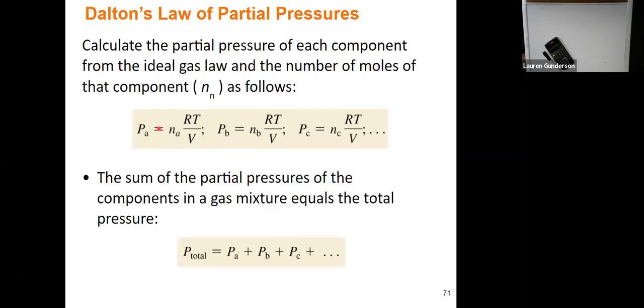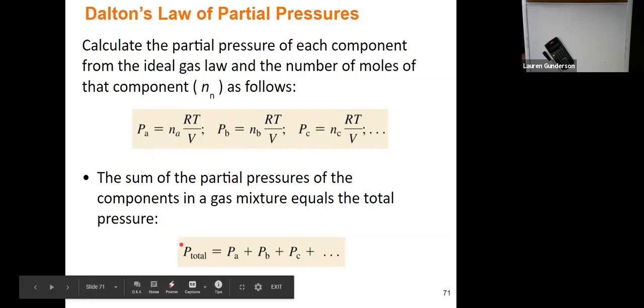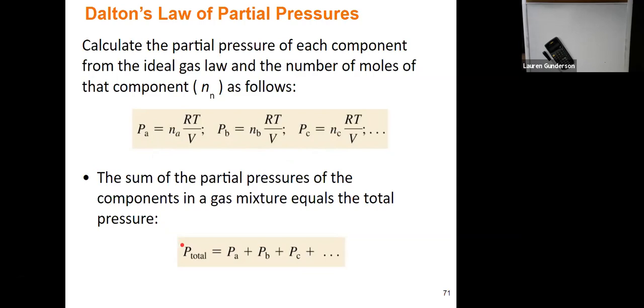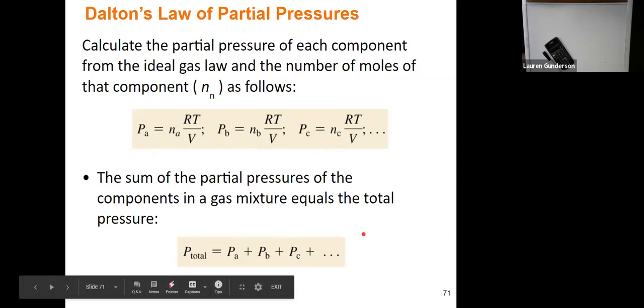Okay, so if I have 3 different gases and I calculate the pressure for gas 1 using 2 moles, the pressure for gas 2 using 3 moles, and the pressure for gas 3 using 4 moles, and I get pressure values for each, then I can find the total pressure of my gas sample by summing up the 3 different partial pressures. Right?